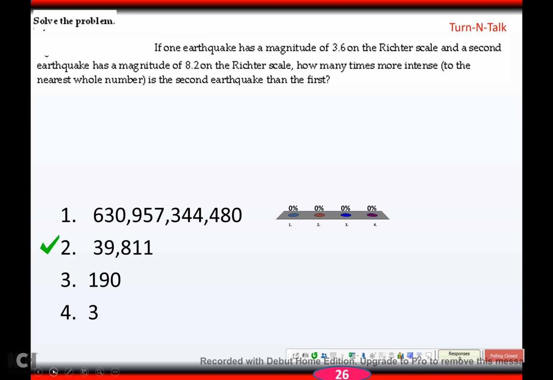And hopefully you got 2. Alright, so we have an 8.2 on the Richter and a 3.6 on the Richter, which gives me 4.6. So I have 10 to the 4.6 equals my a sub 1 over a sub 2. If I type in 10 caret 4.6, I get 39,811 if you round.